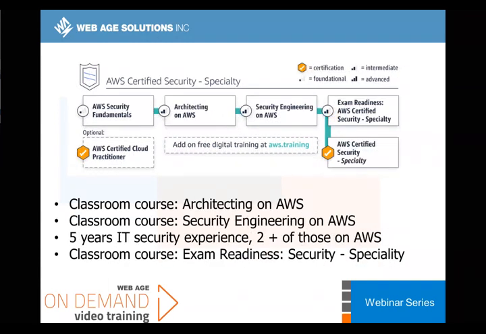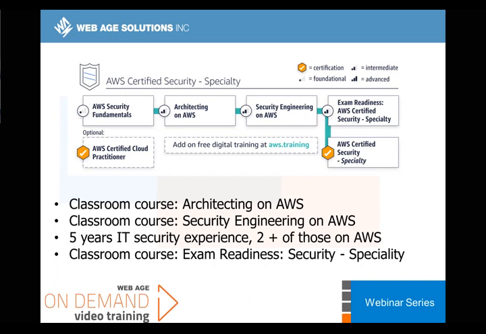Then we got the security specialty. Again, this one says all you need is fundamentals. Optionally, you can take the cloud practitioner exam. I would say go for architecting. Oh yeah, we got architecting here. Sorry. So Architecting on AWS is your core course that you have to take, right? The architecting course will sort of prepare you for that.